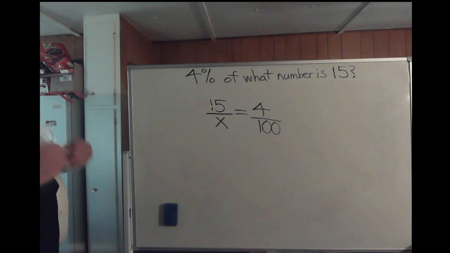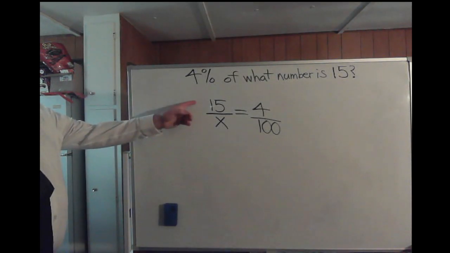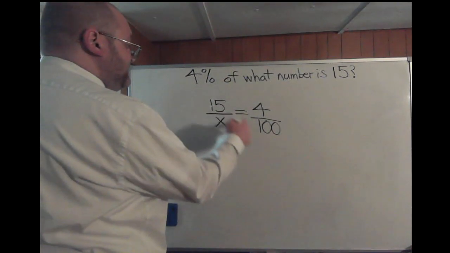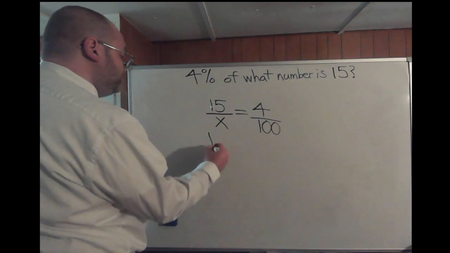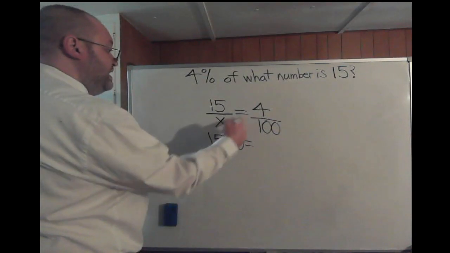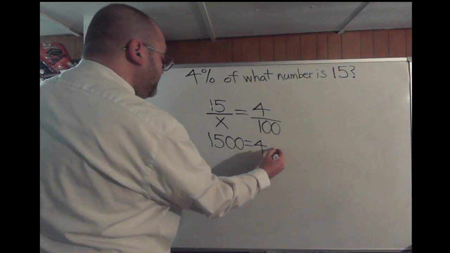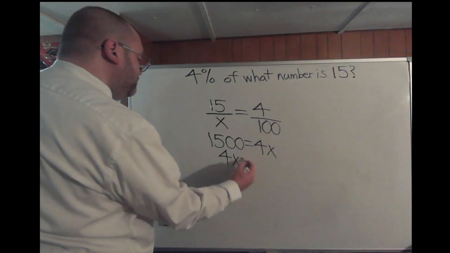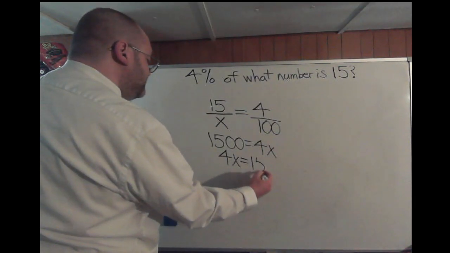Okay. So now you've set up your proportion. You're going to solve it like you would any other proportion. You'll take 15 times 100, which would just be 1500. You'll set that equal to x times 4, which is 4x. So let's switch this around. 4x equals 1500.